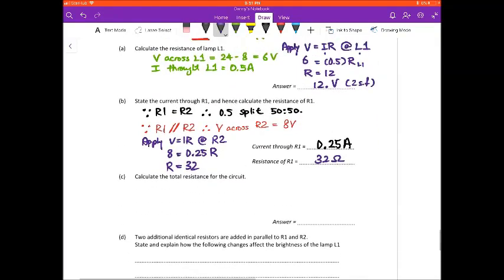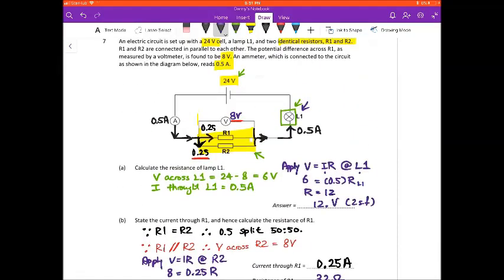Can? So what is the total resistance of the circuit? Down here I know this guy is 32 ohm, 32 ohm. And I also know R1 is how many? Oh, sorry, I made another mistake. This one shouldn't be V. This one should be ohm. So therefore this is 12 ohm.